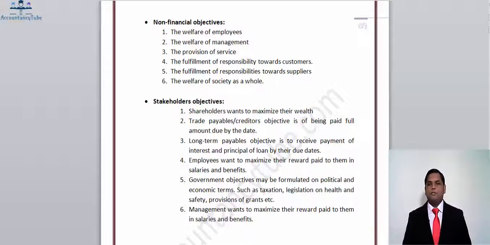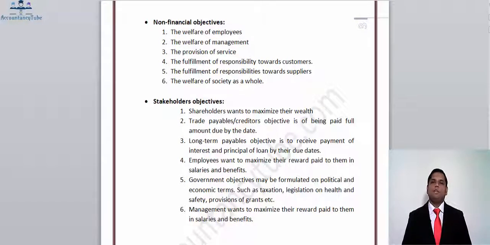After that, we have the provision of services. It's a non-financial objective. However, it's best if we provide services towards society. Perhaps we can fund a scholarship program. So this will create goodwill from the perspective of the customer and from the perspective of society as a whole.